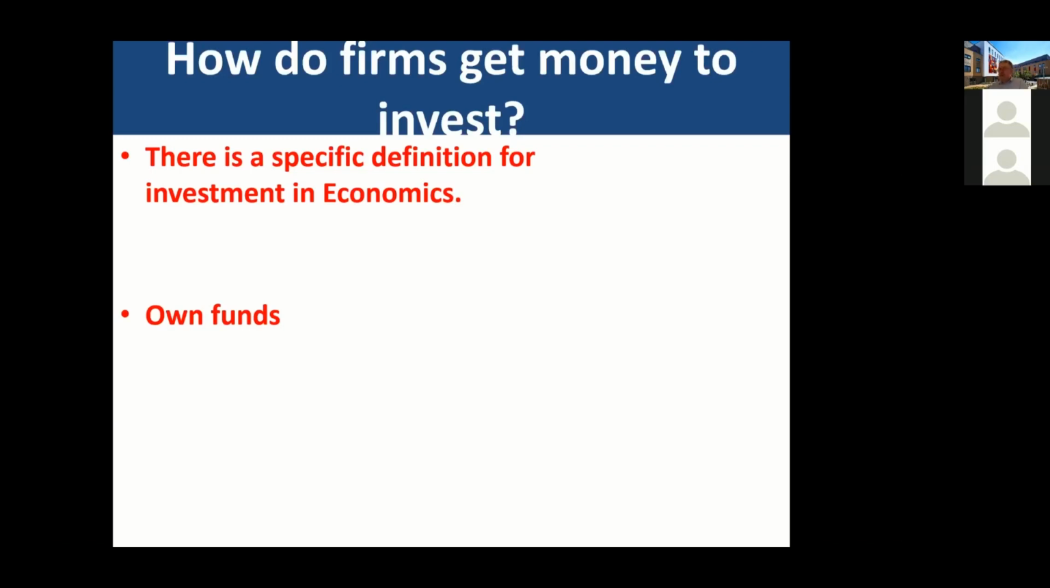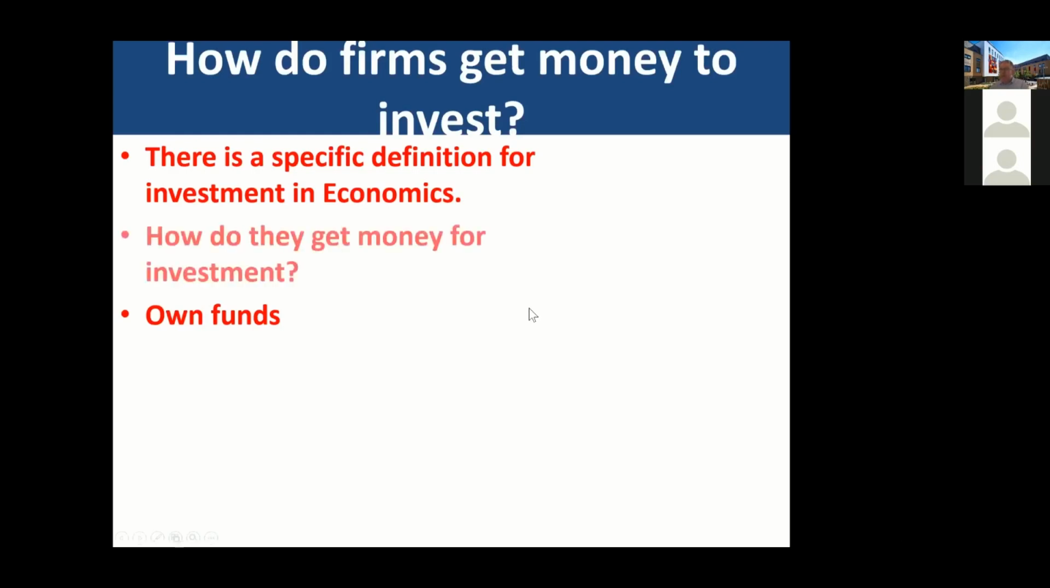So I'm just conscious of the time here. How do firms get money to invest? Well, they may have their own funds. Over time, they have made profit. They have kept some of that profit. They haven't paid it out. So if they want to expand their business, they could use their own funds.